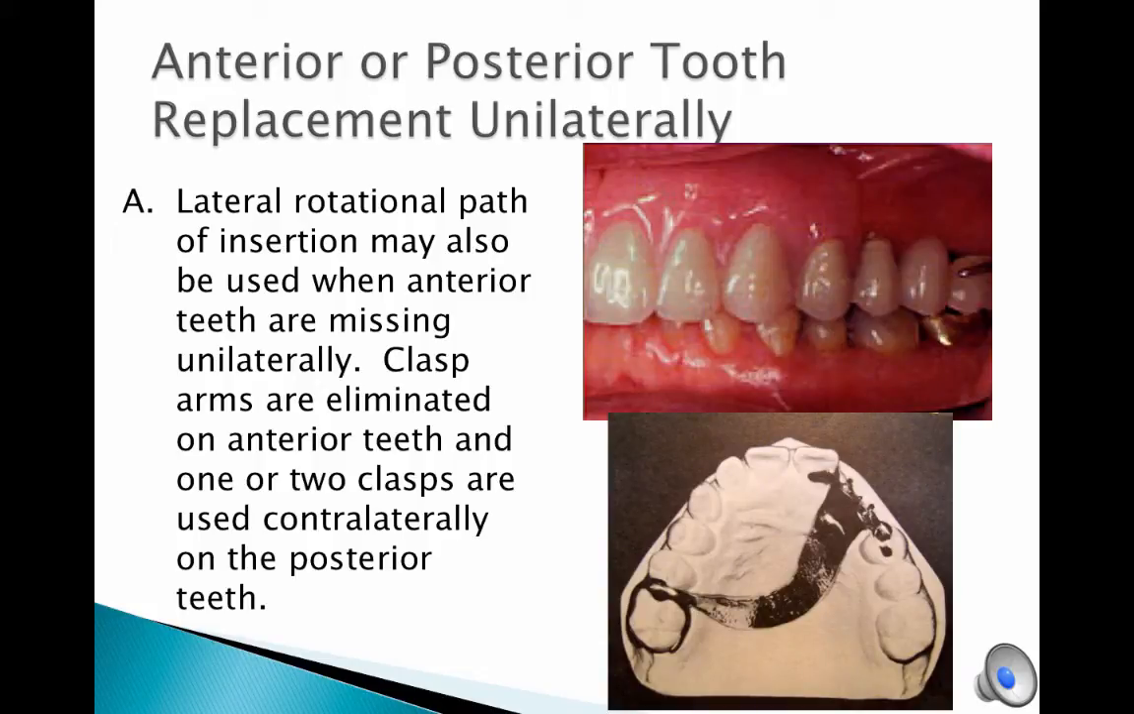A lateral rotational path of insertion may also be used when anterior teeth are missing unilaterally. Clasp arms are eliminated on anterior teeth, and one or two clasps are used contralaterally on the posterior teeth.